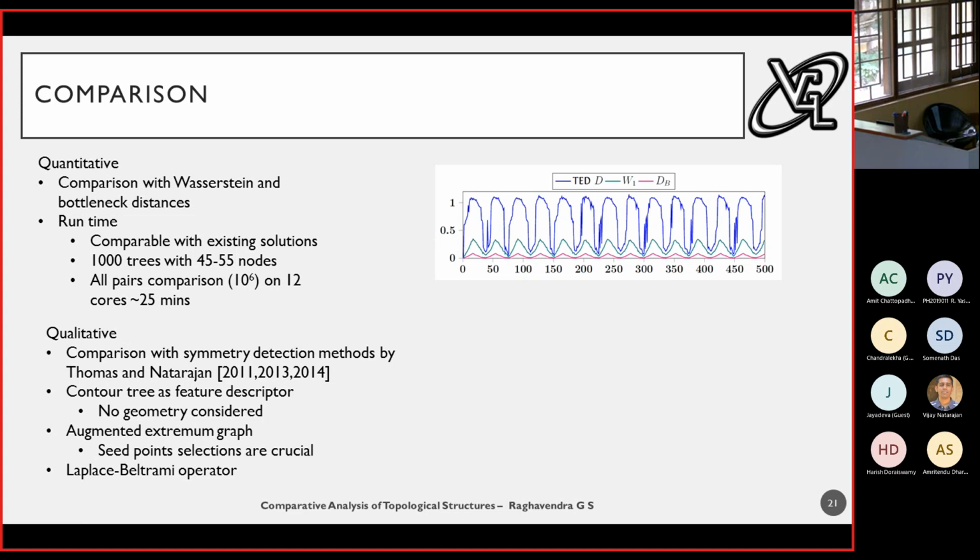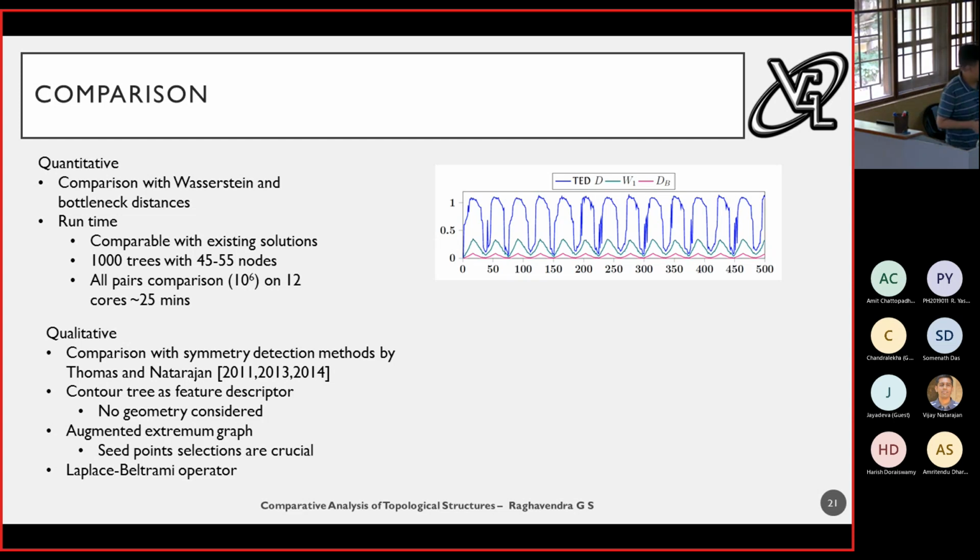Then in terms of runtime, the runtime is somewhat comparable with the existing solutions. To give a rough idea, we have 1000 trees here, which have around 55 nodes each, and we do an all pairs comparison, which amounts to 10 to the power 6 comparisons. And on 12 cores, we were able to do it in 25 minutes. The main bottleneck here is the forest comparison, where a bipartite matching needs to be solved.